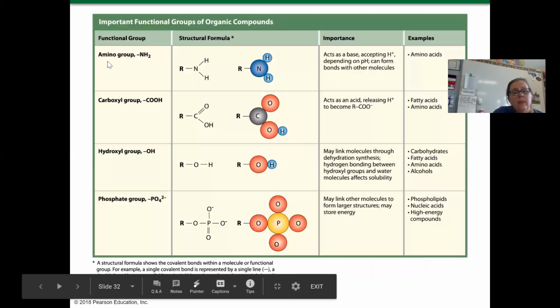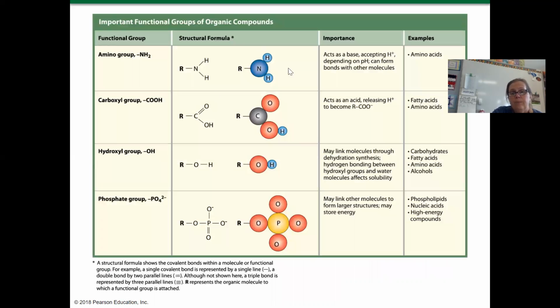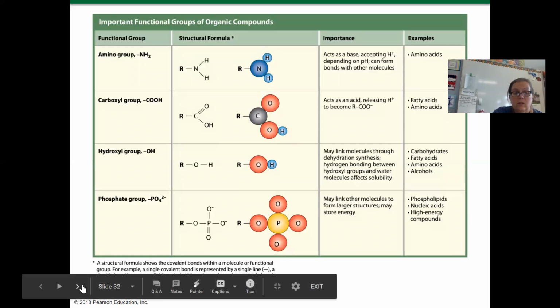And here it comes. The amino group: things like amino acids have an amino group. That kind of makes sense. A carboxyl group is that COOH, which is in fatty acids and amino acids. Hydroxyl is in a lot of different places. That hydroxyl is very important because it can be lost with another H in a dehydration synthesis, and you can build some larger molecules. And the phosphate group, nucleic acids and phospholipids, are important examples.